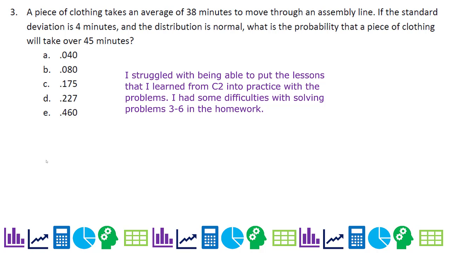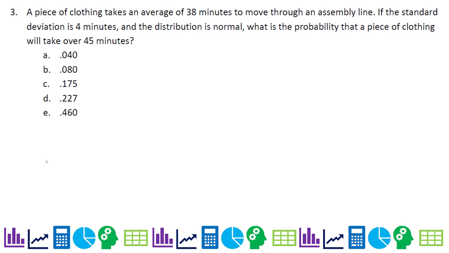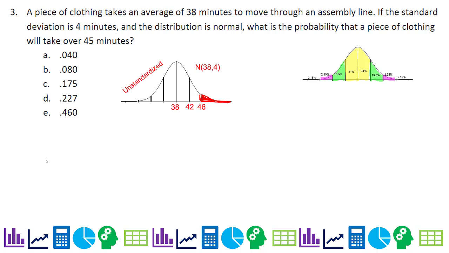So this is something that you shared from prior years, trying to put the lessons for C2. This was the first one that people really struggled with. So first of all, I'm going to go ahead and draw the model, which is the empirical rule. And I'm going to draw the model unstandardized. What that means is I'm using the actual mean of 38 and the actual standard deviation of 4, and I'm starting to fill in the curve.